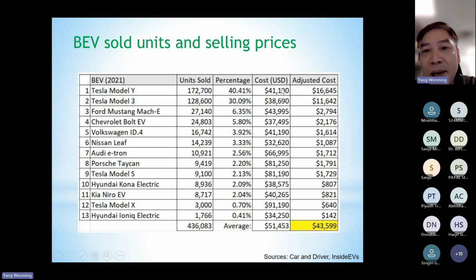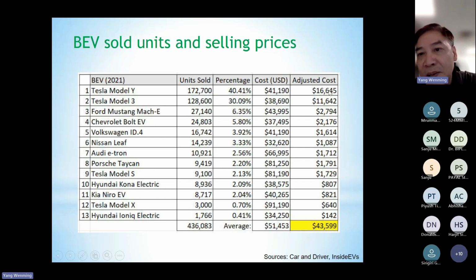Then we can see the cost. The cost usually is from 32,000 to 35,000 up to 43,000, and there are also some higher luxury cars. For example, the Audi e-tron, the Porsche Taycan, the Tesla Model S, and also the Tesla Model X. So these are four types of high-class electric vehicles, and they are much more expensive.